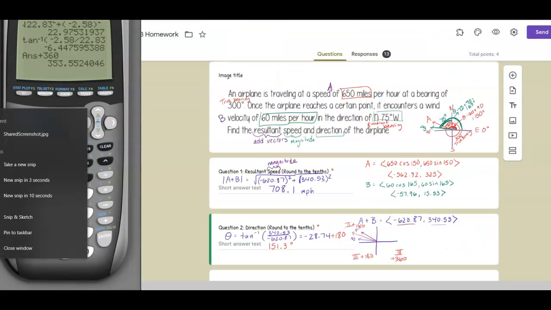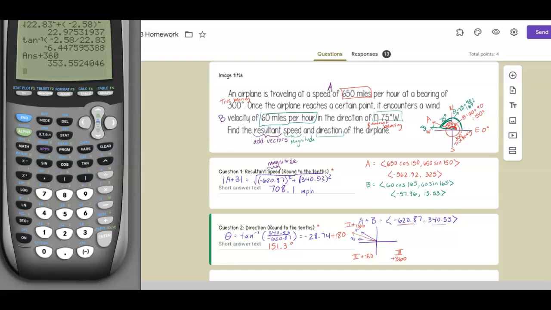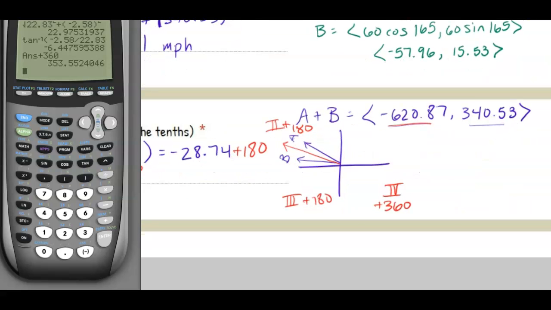Right, here it is. This is a problem from the homework. This was a vector in quadrant two. So that's why we did 180. Yes, exactly. All right. Any other questions?